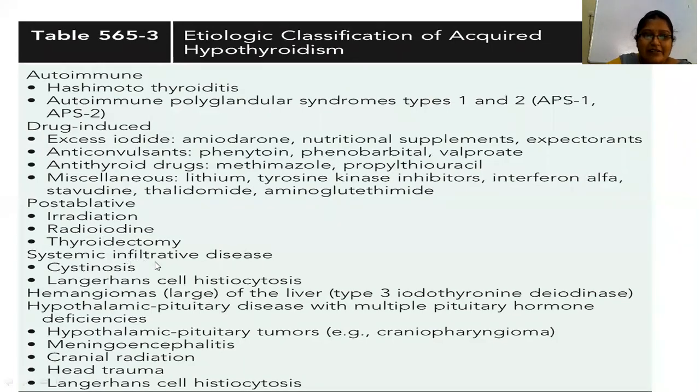Systemic infiltrative diseases like cystinosis, Langerhans histiocytosis, and hemangiomas of the liver due to type 3 iodothyronine deiodinase. Then hypothalamic pituitary disease with multiple pituitary hormone deficiencies, like hypothalamic pituitary tumors, for example craniopharyngioma, meningoencephalitis, cranial radiation, head trauma, Langerhans cell histiocytosis.